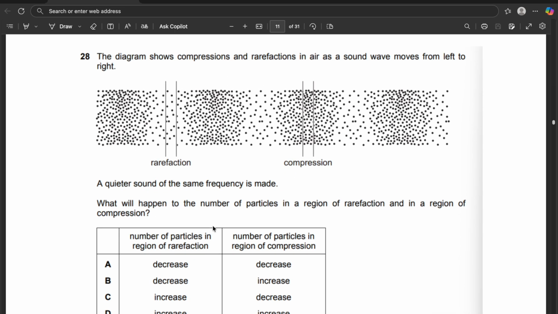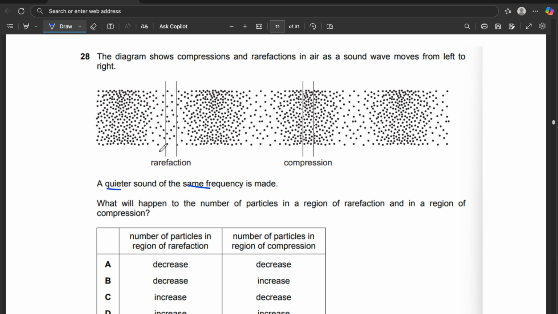The diagram shows compressions and rarefactions in air as a sound wave moves from left to right. A quieter sound of the same frequency is made. What will happen to the number of particles in a region of rarefaction and in a region of compression?